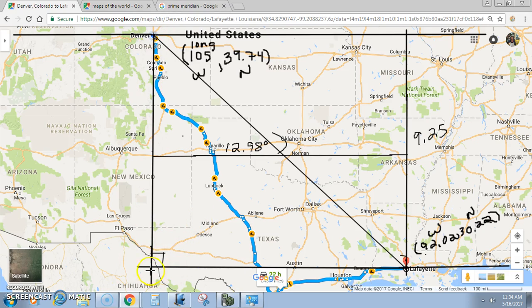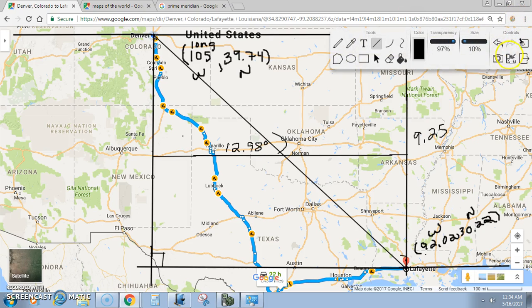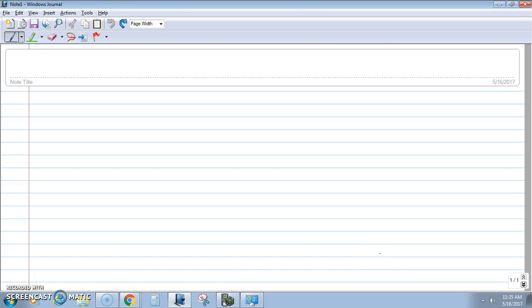And we know how tall it is, right? We found that. The length of the leg, the tall side, is 9.25. And we know the length of the base, it's 12.98. And as long as I have a right triangle, and I know the length of one side and the length of the other side, I can find the length of the hypotenuse by using the Pythagorean theorem. So here are some notes on the Pythagorean theorem.